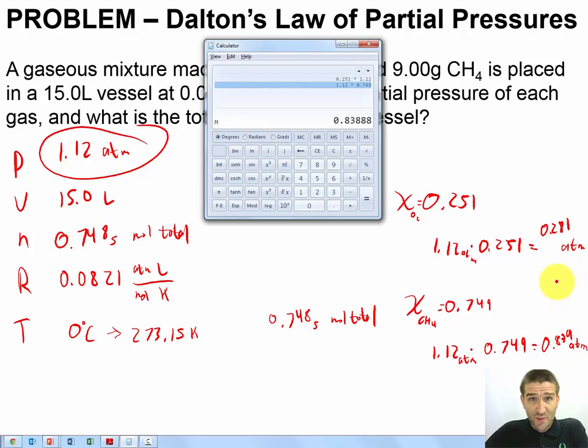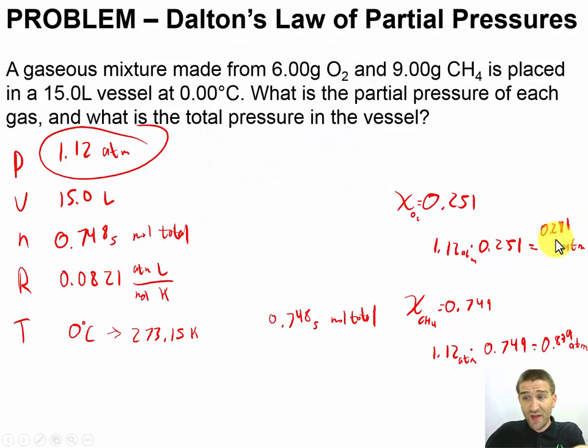Okay. Now the other thing we should be able to do is add them back together and get the total. So let's just try that, 0.281. And you see that we find our total atmospheric pressure to be 1.12 atmospheres of total pressure, which is what we said in the first place. It's just a way to make sure that we are being self-consistent with our answers. So you can see here we have our total pressure, our partial pressure of oxygen, our partial pressure of methane, and our total pressure in the vessel.